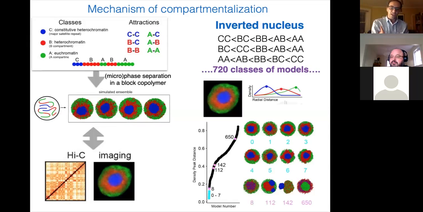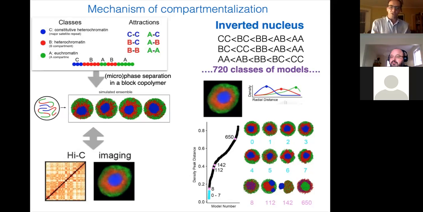What you see here is the model number, and they're ranked by similarity to the experiment. The first 8 models, 0 to 7, did show this concentric organization. Then I'm showing you examples of some other models that are not inverted: green and blue are mixed, or green is at the periphery but blue and red are mixed, so they look like mushrooms, or like Mickey Mouse. So you can get all sorts of architectures among the 720 classes of models.